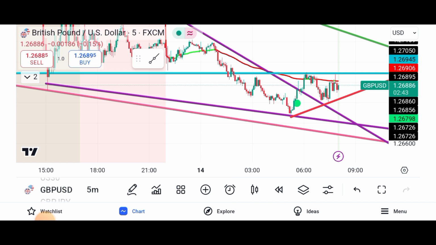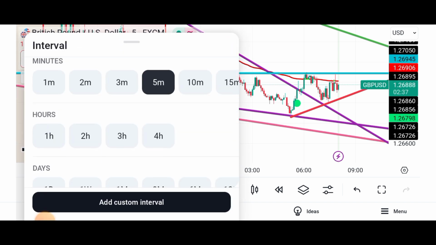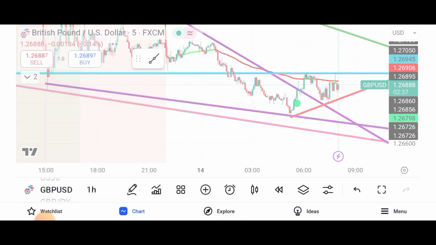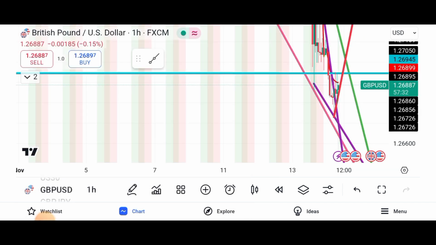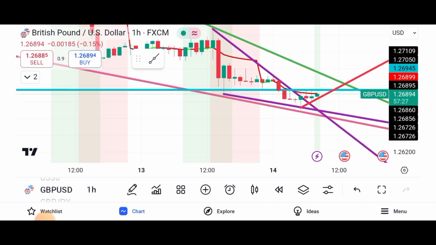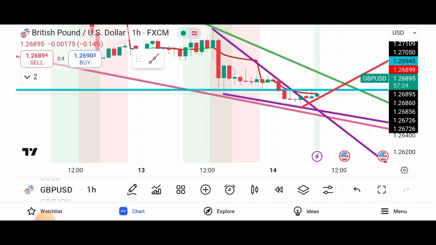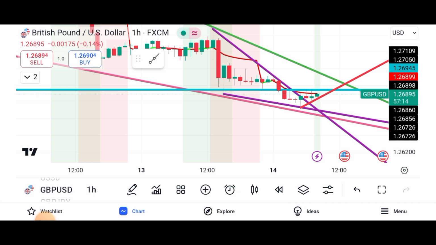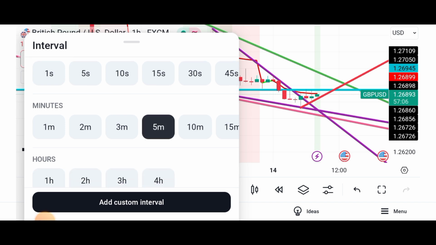Because our higher time frame trend lines end with our 1 hour trend line, which is the green trend line, and our 4 hour trend line as well. So we're waiting for a breakout. Surely it might go up, but we are waiting for a breakout to actually be sure of what we're getting into.